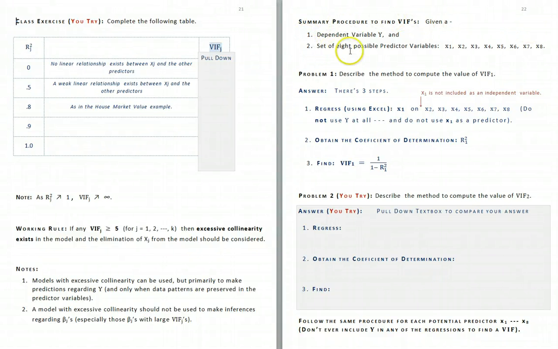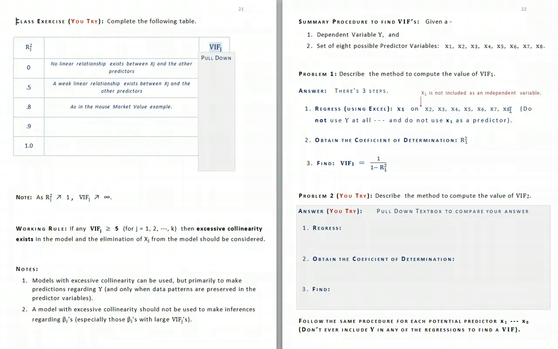At the top of this next page, we review the method of obtaining the VIFs. We suppose we're working with a multiple linear regression model where y is the dependent variable and we have these 8 independent variables. If we wish to obtain the variance inflation factor associated with the first independent variable, what we do is we create a second model in which x1 is the dependent variable, and all of the other original independent variables serve as independent variables in the second model.